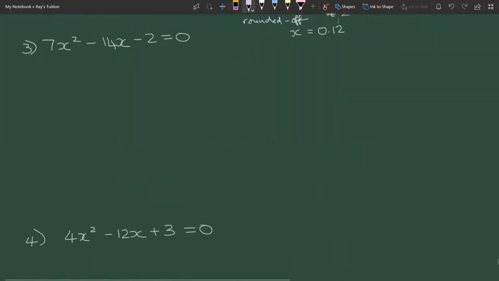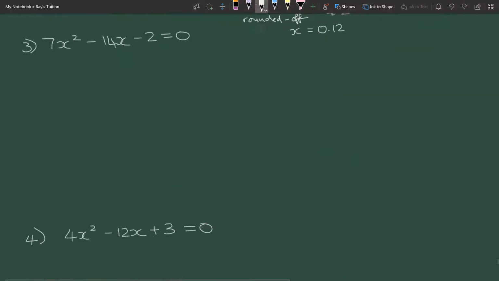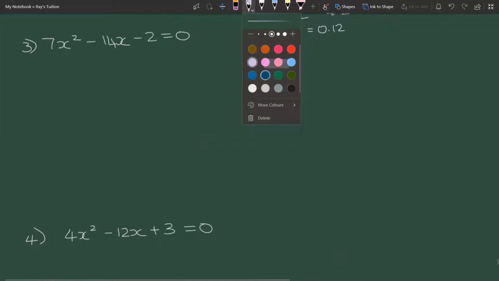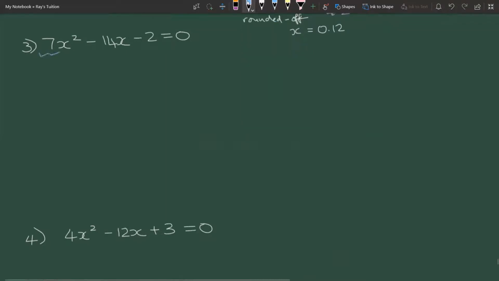Let us have a look at the next one. So we have one side equal to 0. So let's identify our a, b, and c. So a is the coefficient of x squared, b is the coefficient of x, and c is our constant term. So then using the formula that x is equal to minus b plus or minus the square root of b squared minus 4ac all over 2a, we get that x is equal to minus 14.